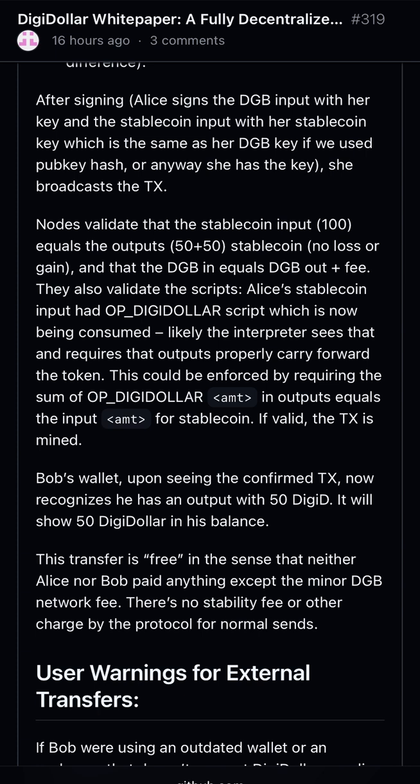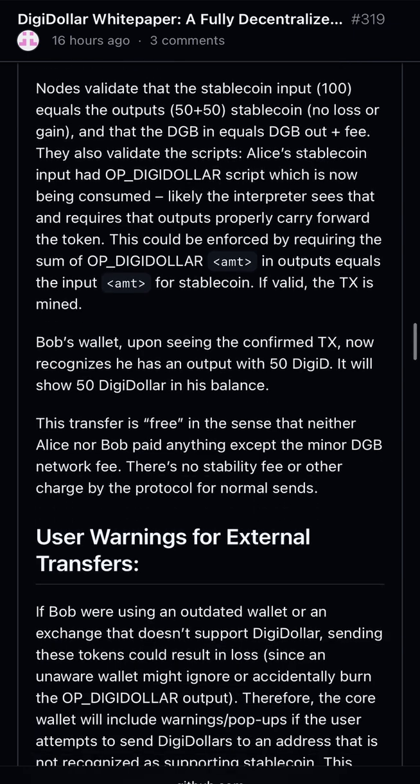Alice's stablecoin input had an OP_DIGIDOLLAR script which is now being consumed. Likely the interpreter sees that and requires that outputs properly carry forward the token. This could be enforced by requiring the sum of OP_DIGIDOLLAR amounts in outputs equals the input amount for stablecoin. If valid, the TX is mined.